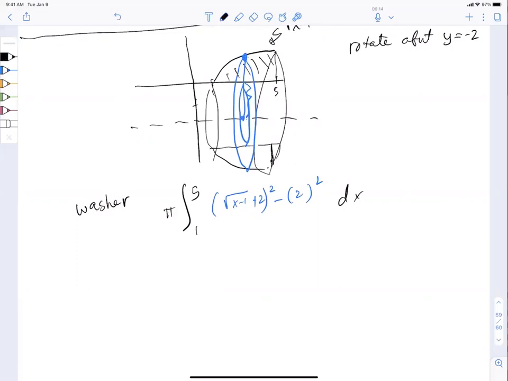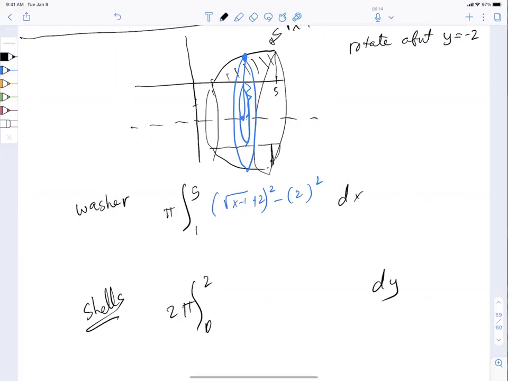Now, if I were to do this using the shell method, I'm rotating about the x-axis, so it's going to be dy. I mean, parallel to the x-axis, it's going to be dy. Y goes from 0 to 2, obviously, from before I showed you guys.